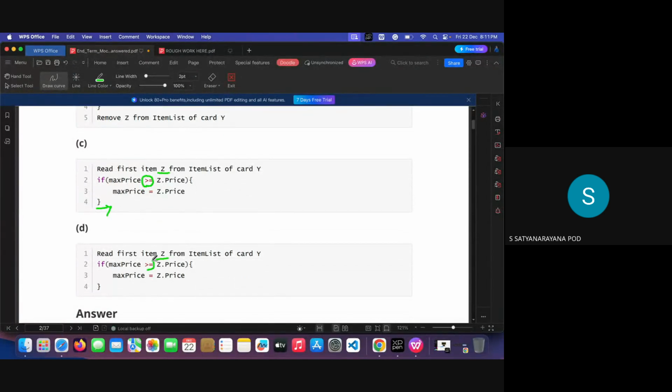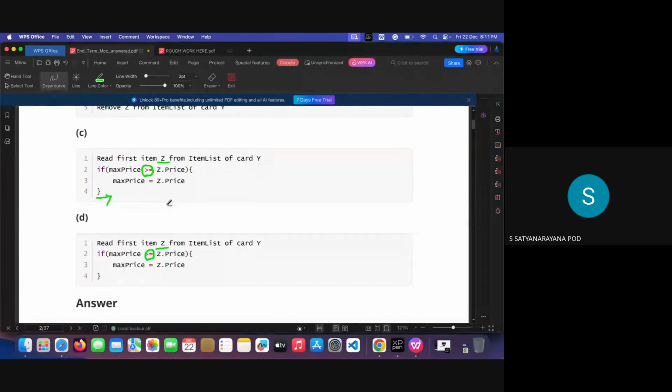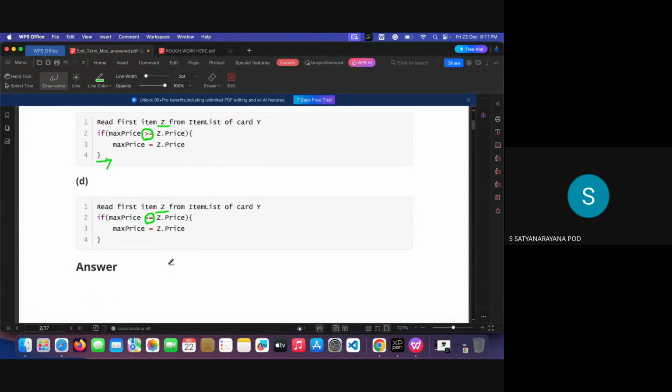Let me see if this one is perfect. This condition is wrong. What's the difference between these two, C and D? It looks the same: max price, Z dot price, max price. I think C and D look the same. I don't find any difference. Maybe they have used something wrong in that. Yeah, the right option is A. If you mark it and submit it later, you can find it. The answer is A here. I'll note it down.